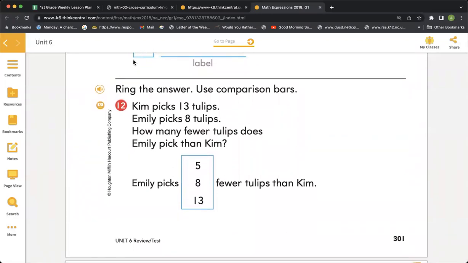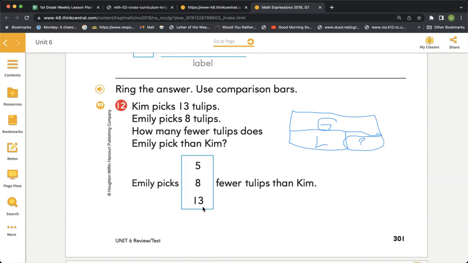All right. It says Kim picks 13 tulips. Emily picks 8 tulips. How many fewer tulips does Emily pick than Kim? So I'll read that again. Kim picks 13 tulips. Emily picks 8 tulips. How many fewer tulips does Emily pick than Kim? So your greater, this is the easier one again. Your greater number goes up here. Your lesser number goes here. We know those numbers. We need to figure out the more and fewer one.